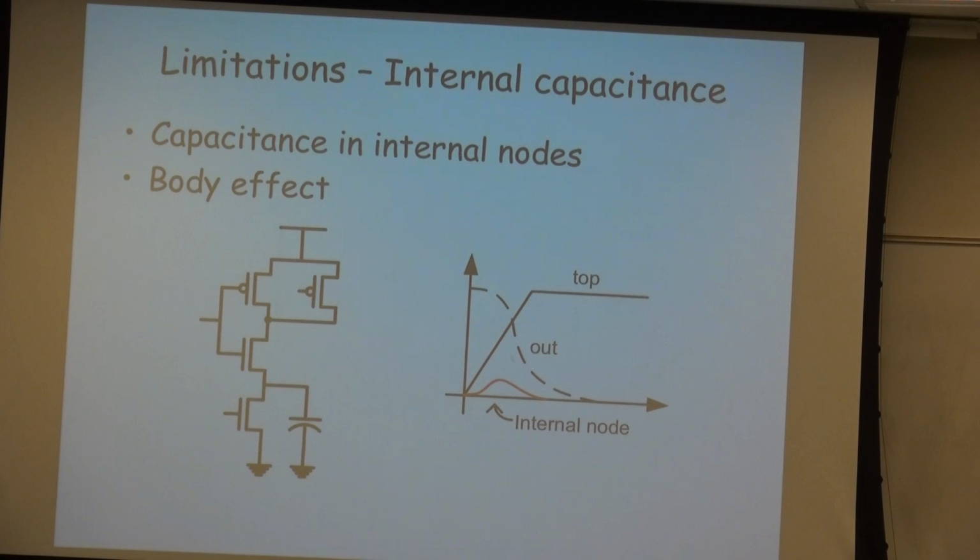Okay. So one of the problems, as we talked about earlier, is that the internal node capacitances are ignored. So the delay is idealized, but in reality, because of the internal node capacitances, the delay is actually more than what you see. And there is something called body effect.